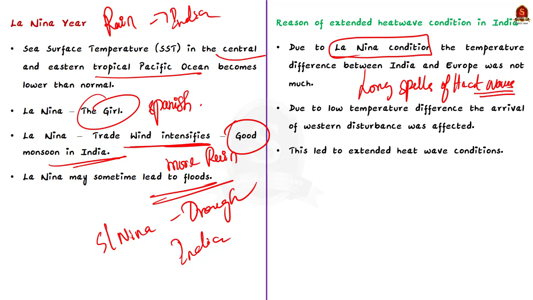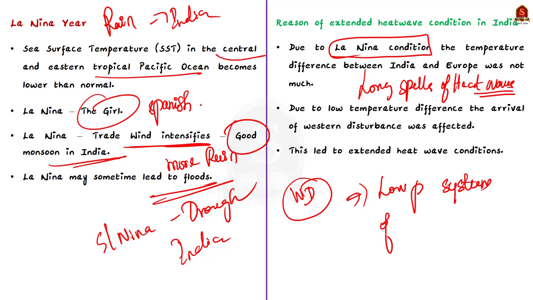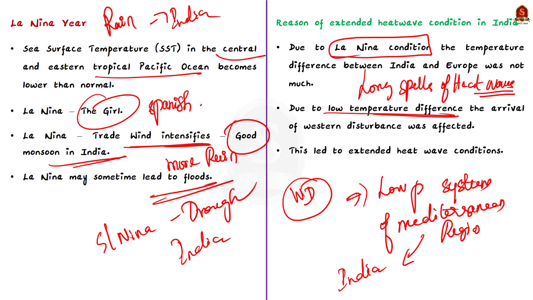This rise in temperature is moderated by the arrival of the western disturbances. Western disturbances are low pressure systems that originate in the Mediterranean region. They are moisture laden and when they reach India, they bring rain. For the western disturbances to travel from the Mediterranean region to India, there needs to be a significant difference in temperature between Europe and the latitudes over India.